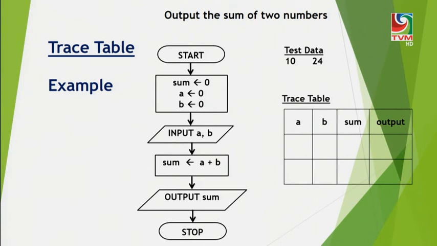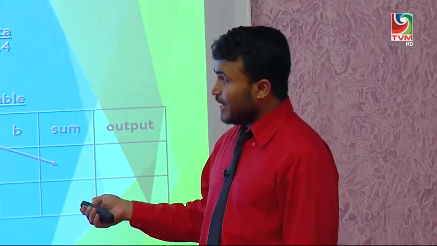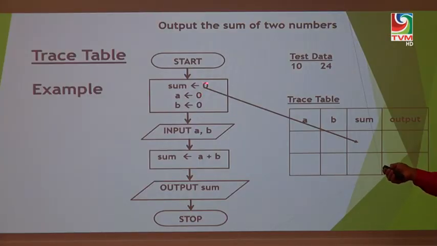Now see, this is a trace table. Here you can see the column for A, this is B, this is the sum value, and this is the output. In maths we say sum equal to 0, but in computer science the meaning of this statement is that the value 0 is passed to the variable sum. A equal to 0 means the value 0 is passed to the variable A. B equal to 0 means the value 0 is passed to the variable B.